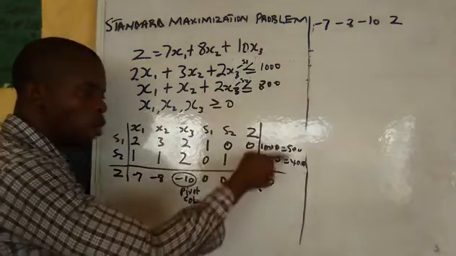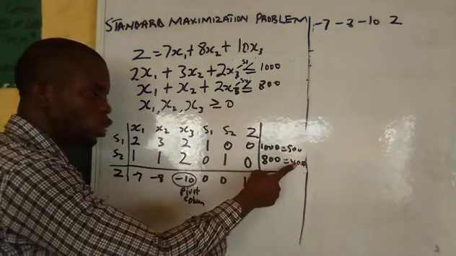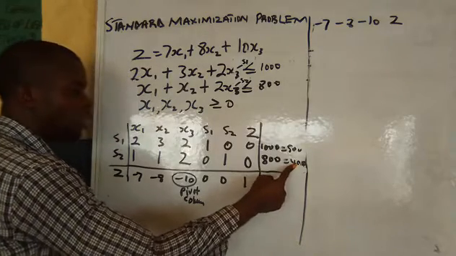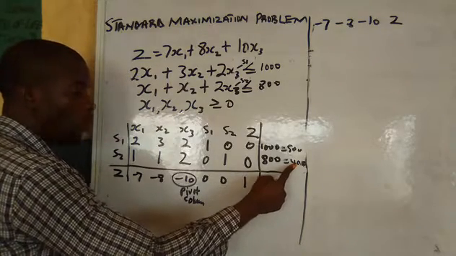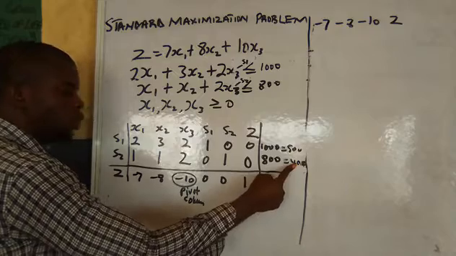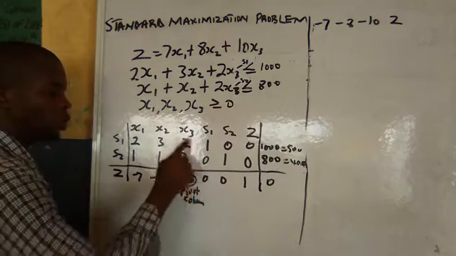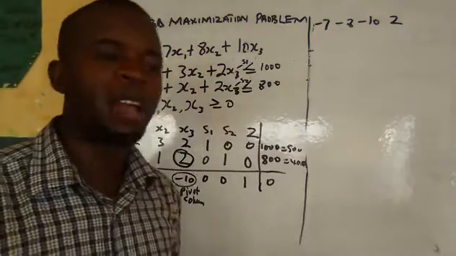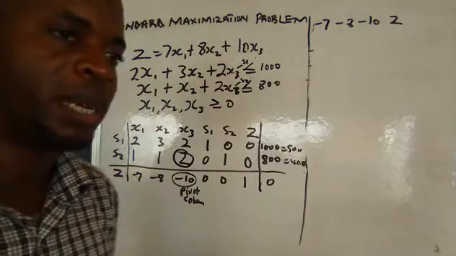Now look for the lower one out of the 2. When you get the lower one, its corresponding number on the pivot column is your pivot element. So the corresponding of the lower one here is 2 in the pivot column. So that's our pivot element.